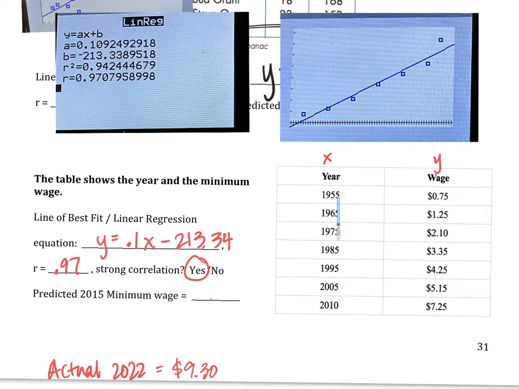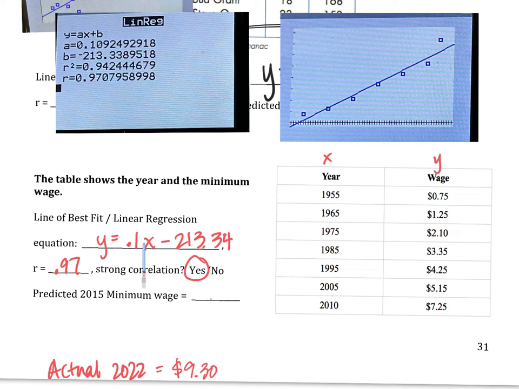Maybe let's predict 1900, what the minimum wage was in 1900. If I were to do that, and I did 0.1 times 1900, minus my 213.34. Still a negative, right? So you guys, these lines of best fit aren't gonna be good from year zero to year 4,000, right? Things are going to change. So maybe we clarify that this starts at maybe 1930 or something like that, because we still can't have a negative line of best fit. Does that make sense? Is this going to be good forever? No, things are going to change.